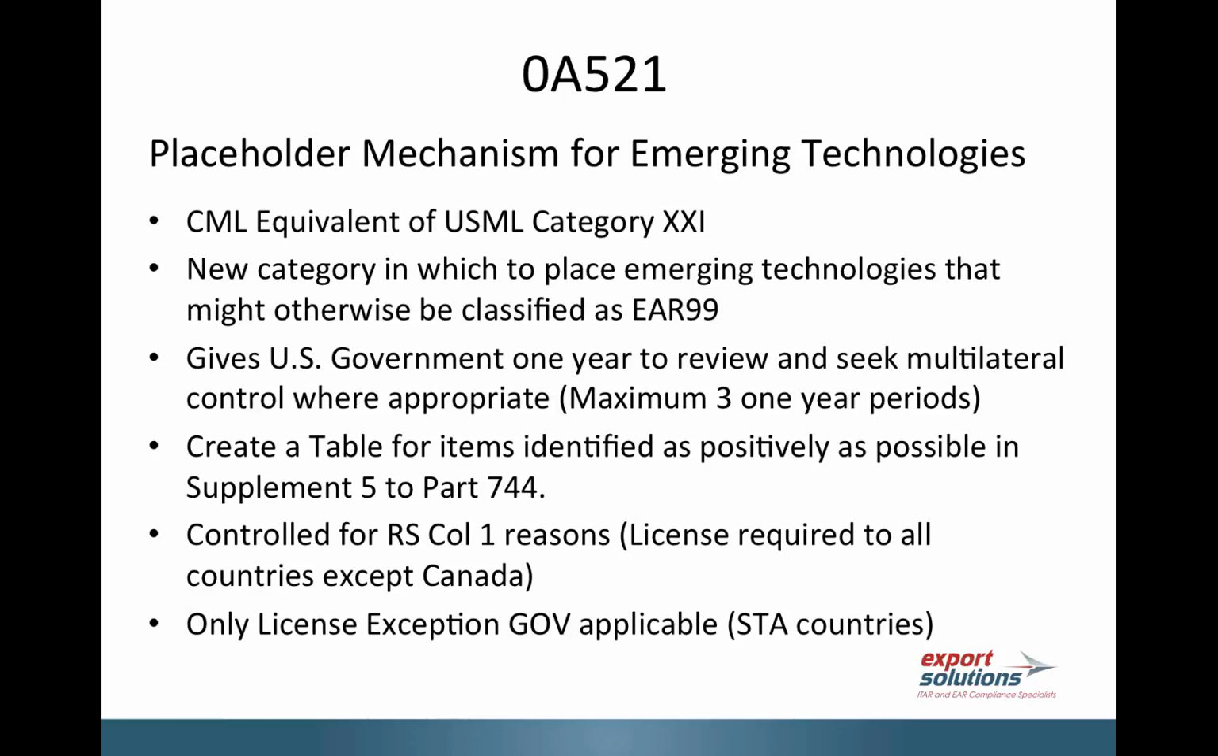They are going to create a table for items identified as positively as possible in a new supplement to Part 744. So that's where these things will be found when the transition and decision period of using 0A521 is over. There'll be control for regional stability, column 1 reasons, and that would mean licenses are required to any country except Canada. Once again, yay Canada. I guess it's good to be Canadian these days. And then only the license exception for government shipments to STA countries, those 36 strategic trade partners, will be able to use the government exemptions to those countries. So it's still quite a bit limited.